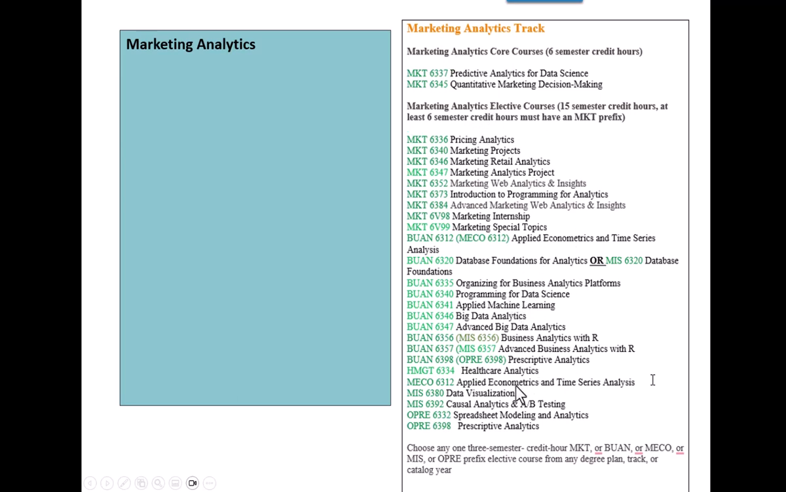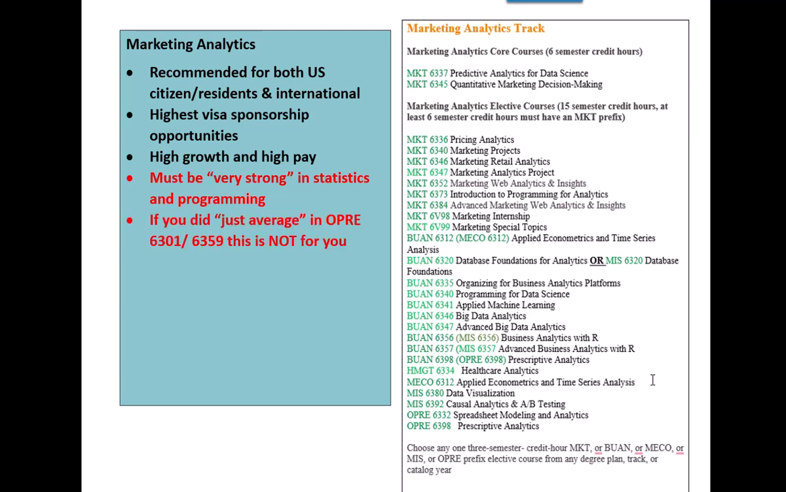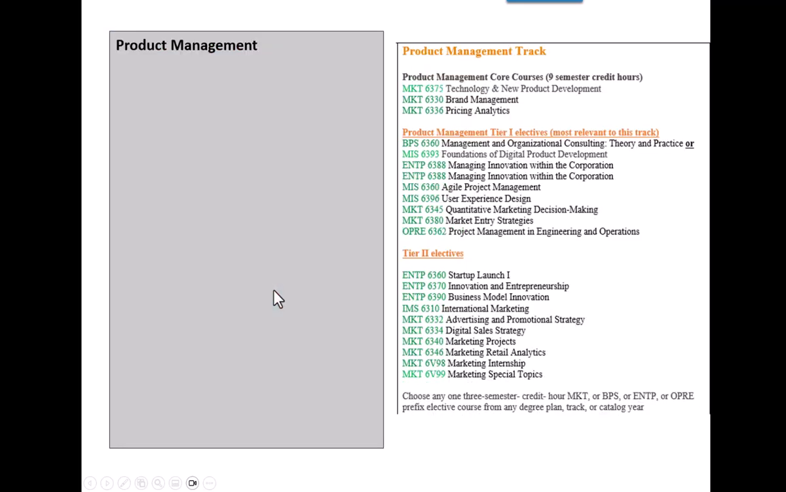Very relevant courses in the analytics area. So it's recommended for both U.S. citizens and international students, with the highest visa sponsorship opportunities, high growth, and high pay. You must be very strong in statistics and programming. So if you did just average, and I would say anything below a B in the statistics courses, OPRE 6301 or 6359, this track is not for you. If you're not good at programming like Python, this track's not for you, okay?